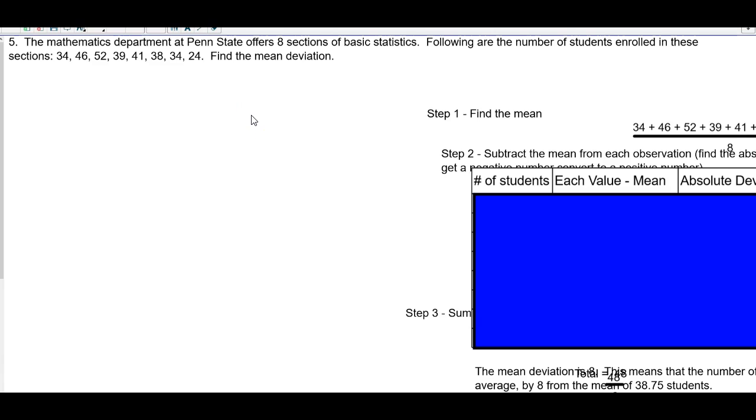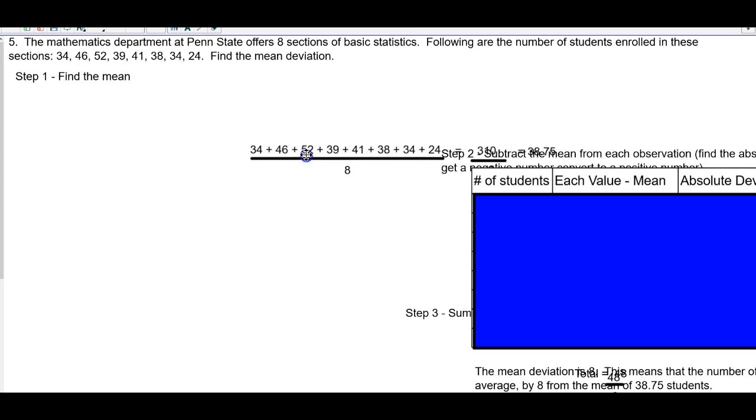For this problem, we are going to be finding mean deviation. Problem number 5, the mathematics department at Penn State offers 8 sections of basic statistics. Following are the number of students enrolled in these sections. So when finding the mean deviation, our first step is to find the mean.